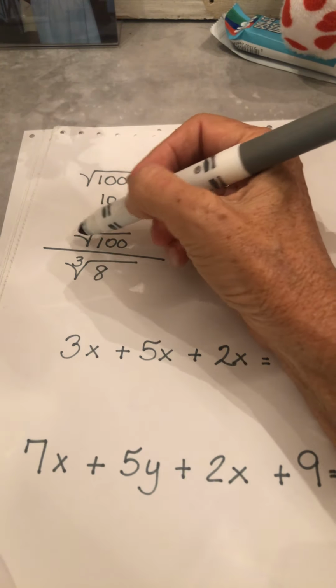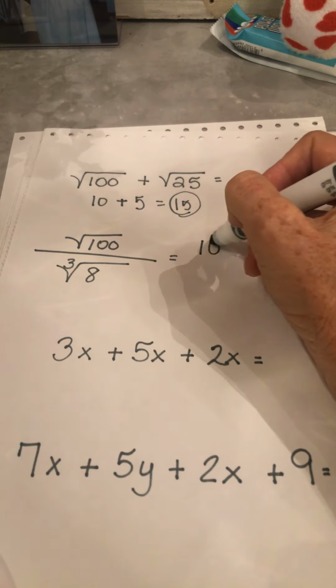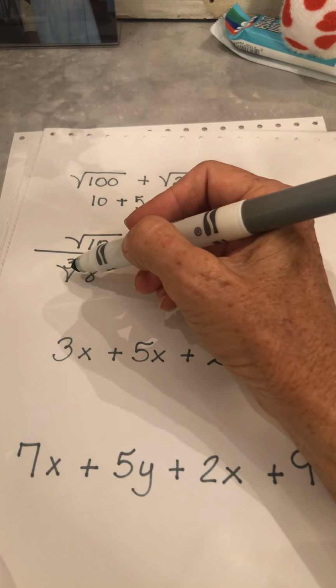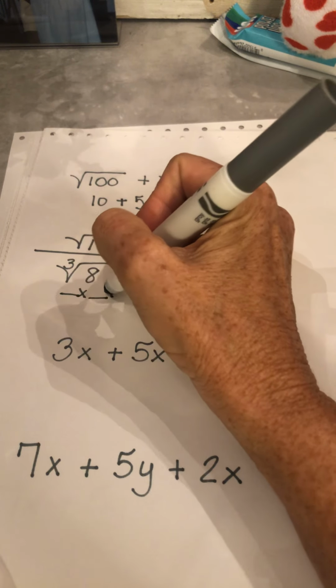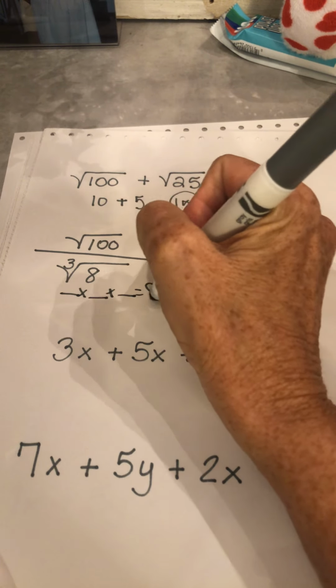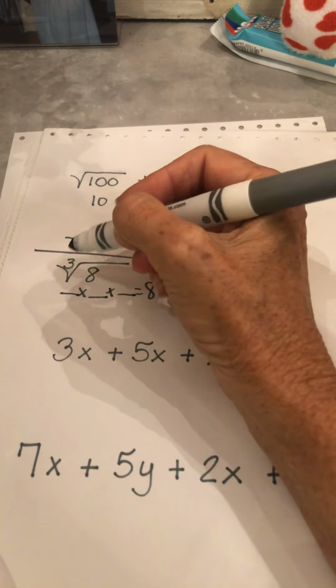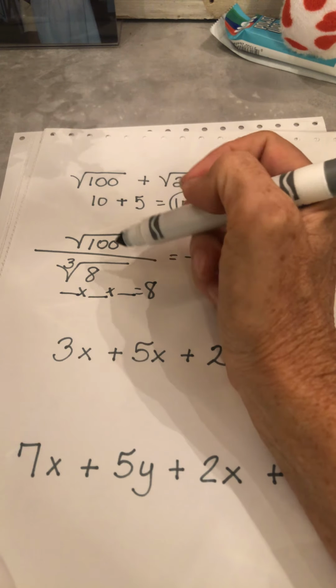This one right here, square root of 100, we just said was 10. Over, there's a 3 here. So what that means is what times what times what gives me 8, where each of these numbers would be the same. Well, you could start with 1 times 1 times 1. Well, 1 times 1 times 1 is 1. That's not going to work.